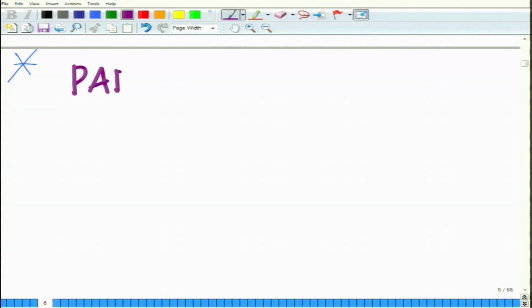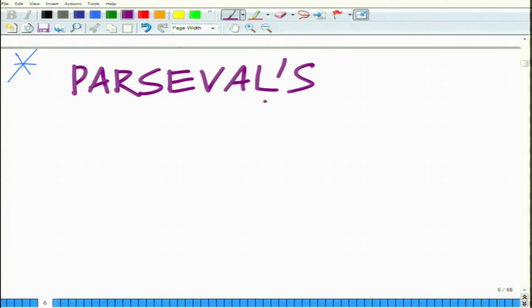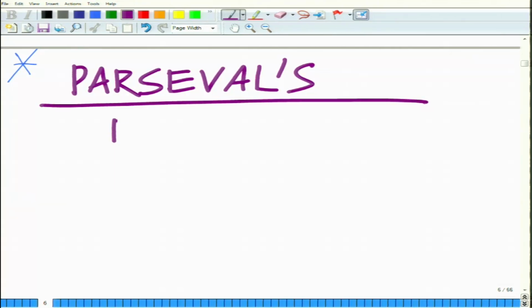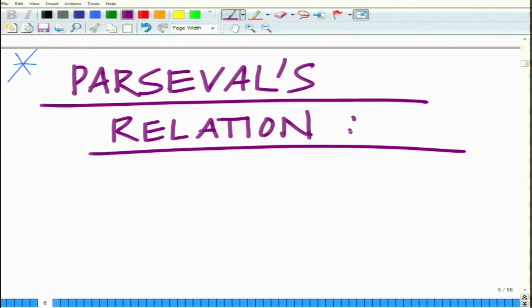Let us look at another interesting and important property, that is the Parseval's relation, and this will bring up a lot of other aspects such as the autocorrelation function and so on. All right. So, let us explore the Parseval's relation for the Fourier transform.